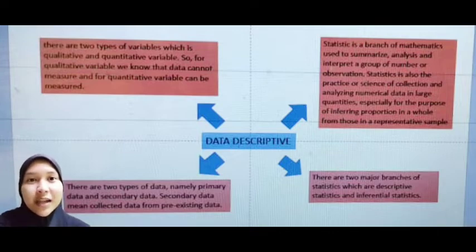There are two types of data, namely primary data and secondary data. For this assignment, we use secondary data. Secondary data means data collected from pre-existing data. There are two types of variable, which are qualitative and quantitative variables. For the qualitative variable, the data cannot be measured, and the quantitative variable can be measured.